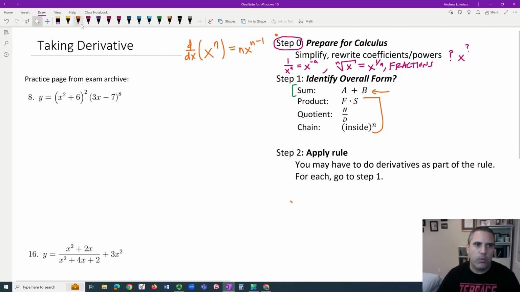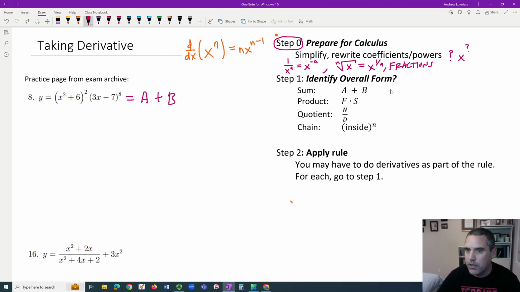Okay, step 0, prepare for calculus. Are there any x's in the denominators? No. Are there any fractions to pull out? No. Are there any roots? No. So this is more about form. So if I hold this up to this, and some students have a real hard time with this, the question is, can you write this as a plus b? There is a plus in there and there is a minus in there. It could be a plus or a minus, so it could be a sum or a difference. So you could write this or this. But there is no way to write that as a plus b.